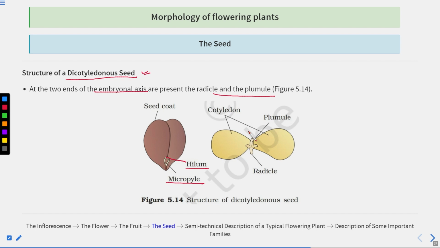Now these are the two cotyledons, cotyledon 1, cotyledon 2, and here you can see the embryonal axis. Now this embryonal axis is showing two parts, that is the plumule and radicle. So these are the two cotyledons, and this is one embryonal axis that is having the plumule and radicle. Now plumule gives rise to the shoot, and radicle gives rise to the root.